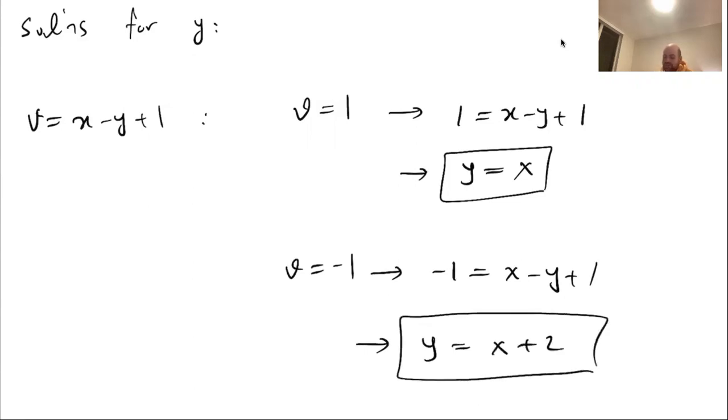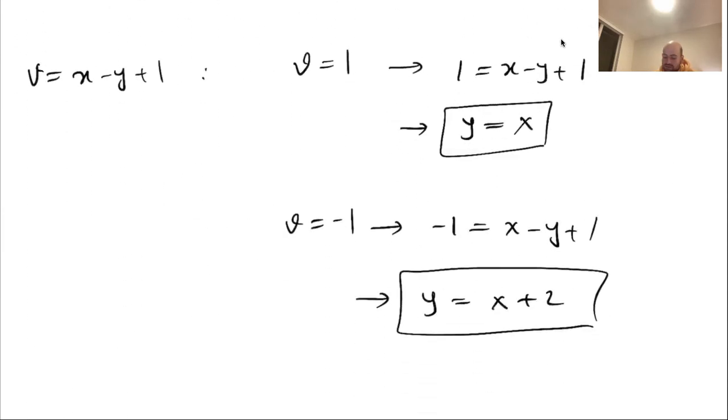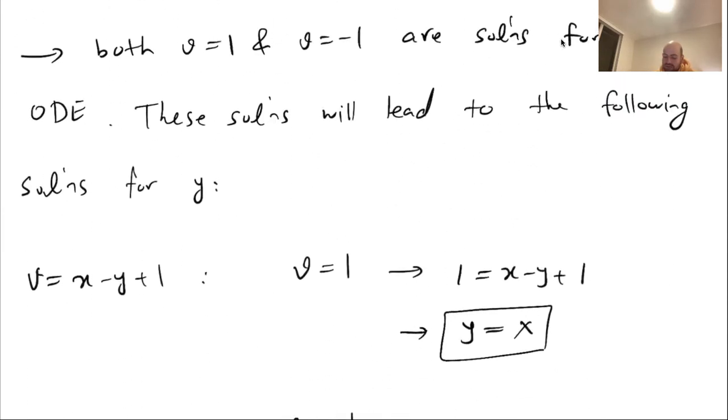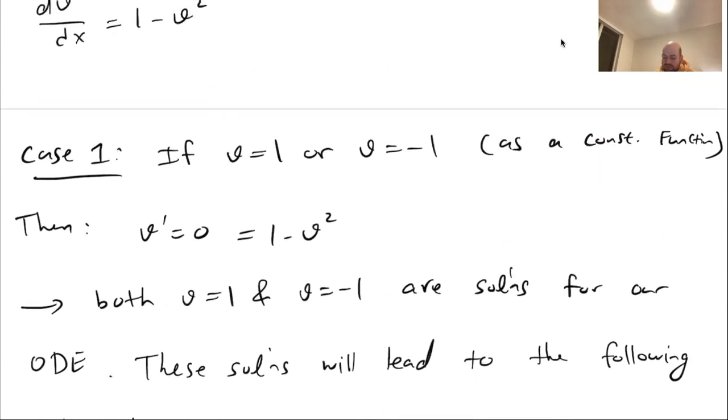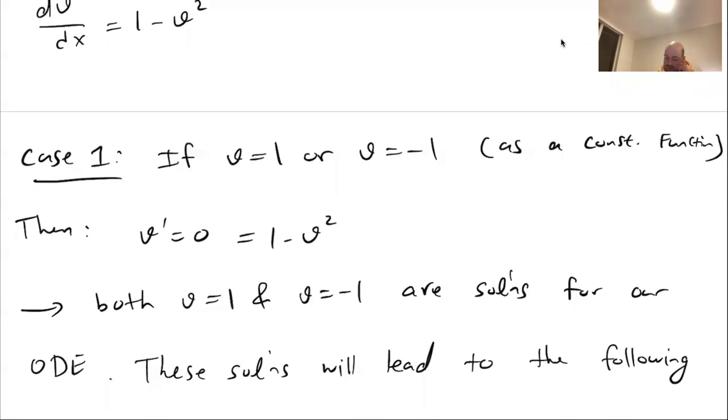So I already found two solutions for my ODE, y equals x and y equals x plus 2, corresponding to v equals 1 and v equals -1. And these are the solutions for case 1.